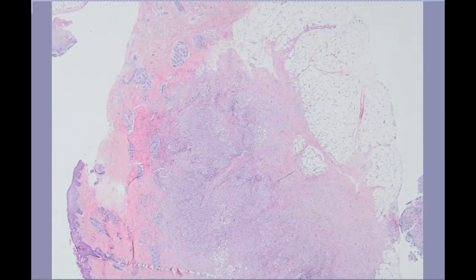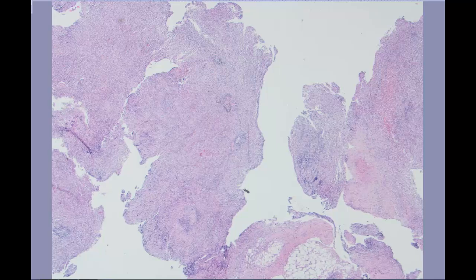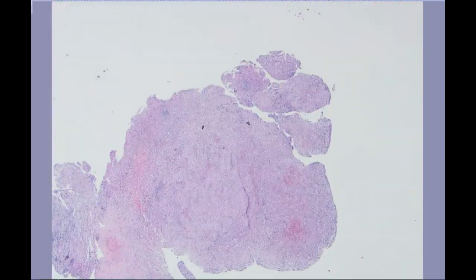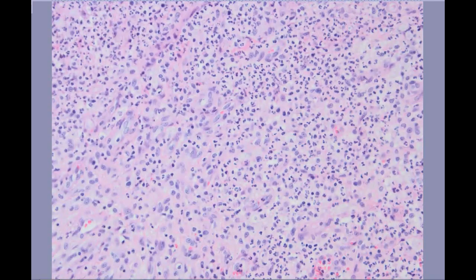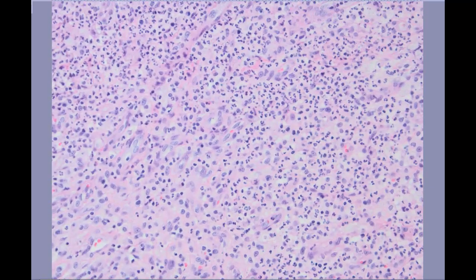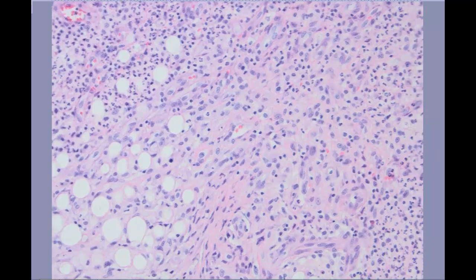Over here you can see that there is an infiltrate. There are several fragments which are all deep dermis and subcutaneous tissue. And when you zoom in, I'll just zoom in, you can see that this infiltrate is actually composed predominantly of neutrophils and these histiocytes. So you can see these.